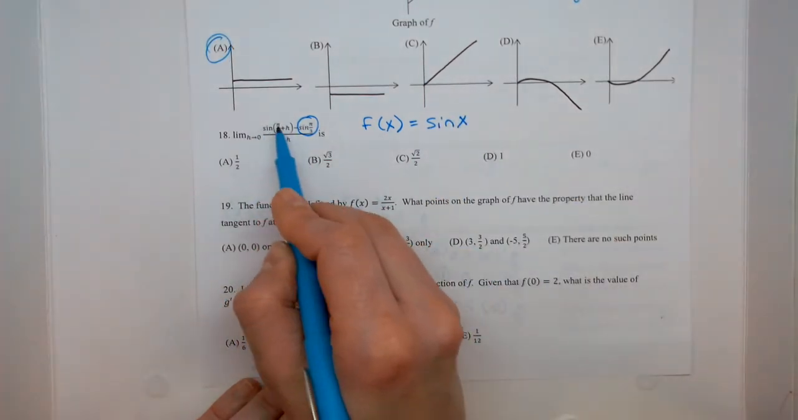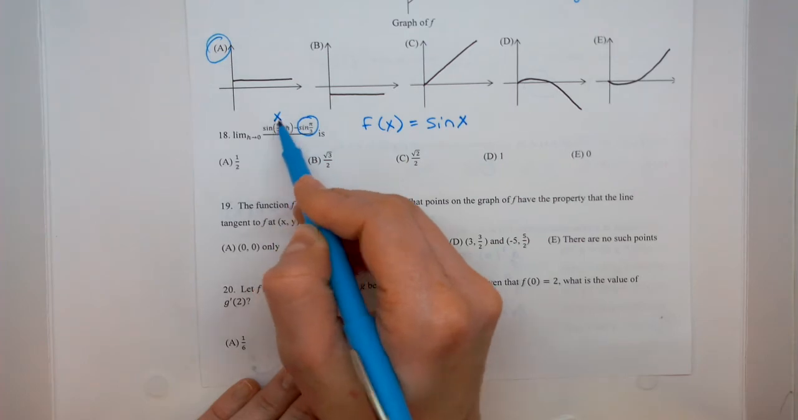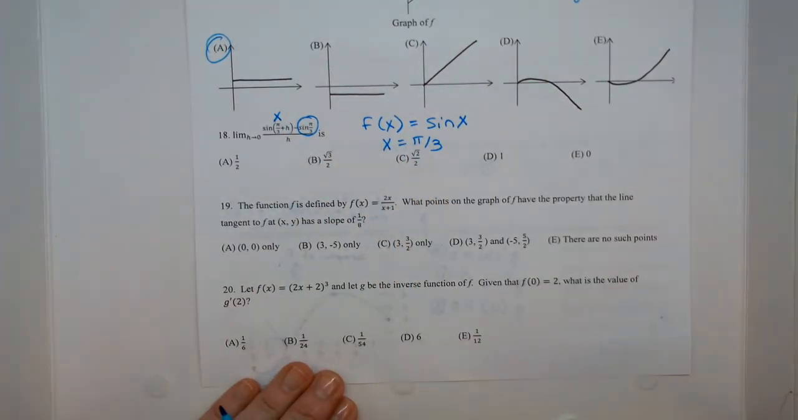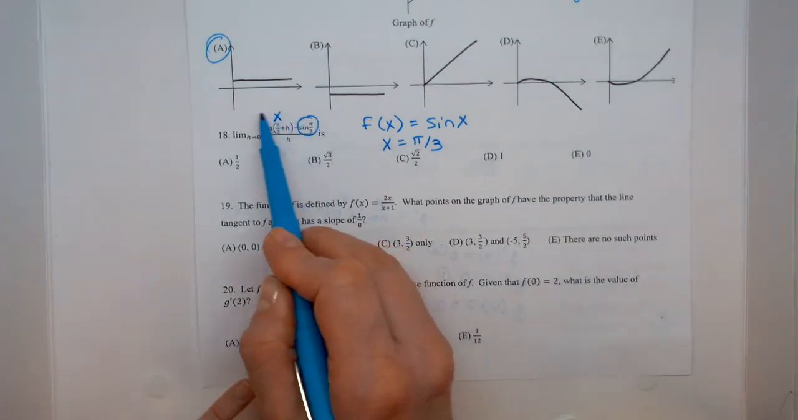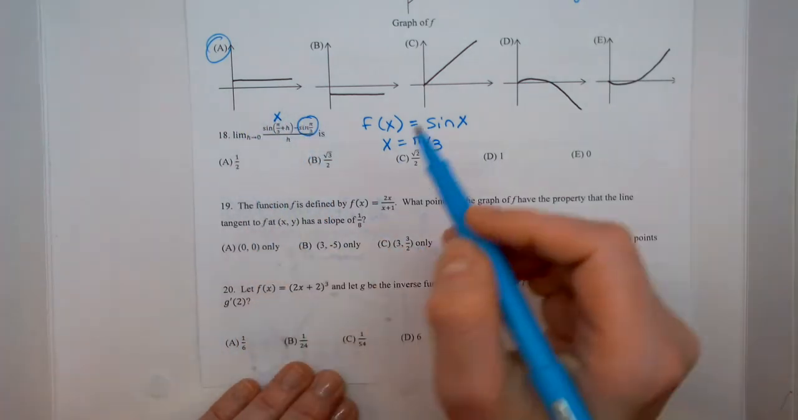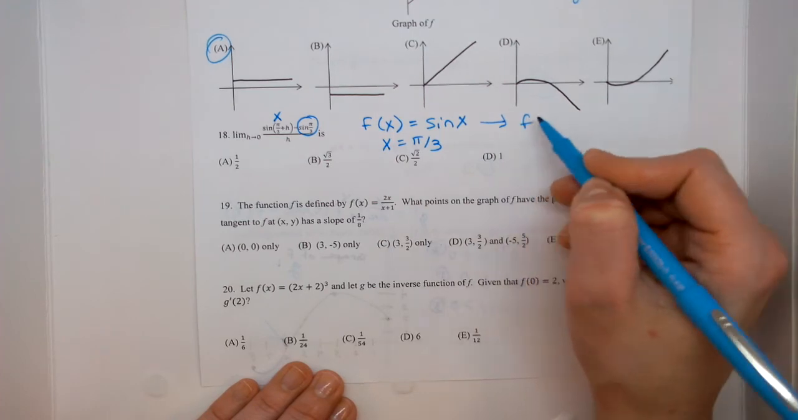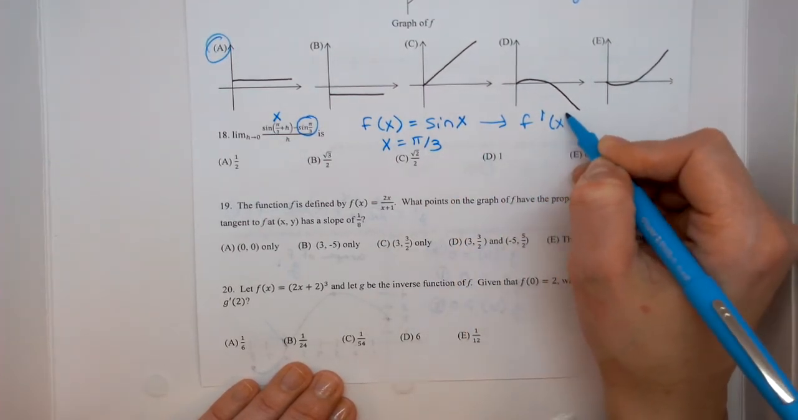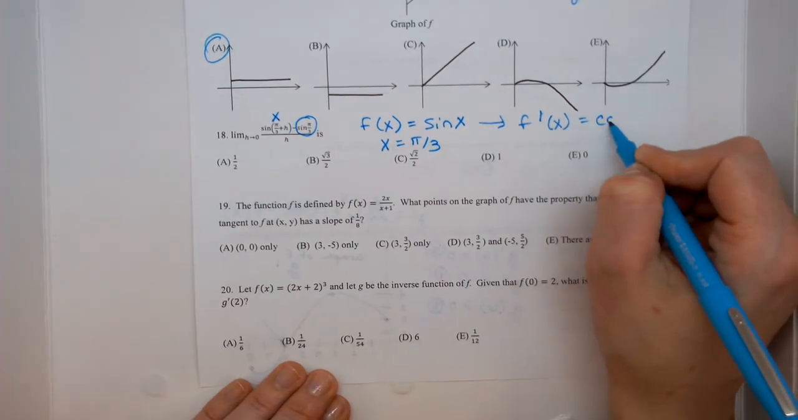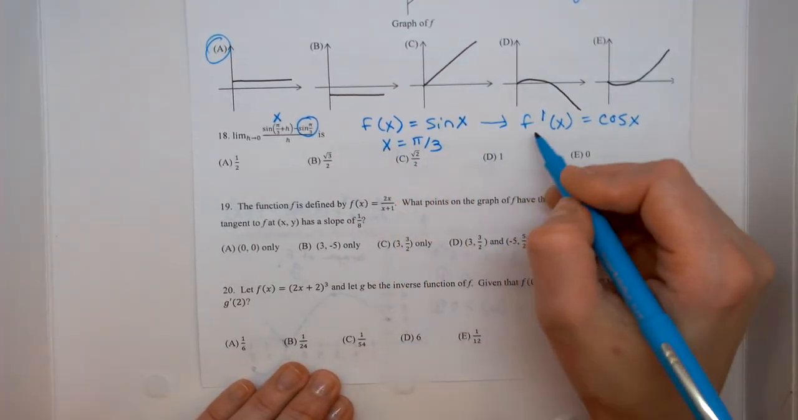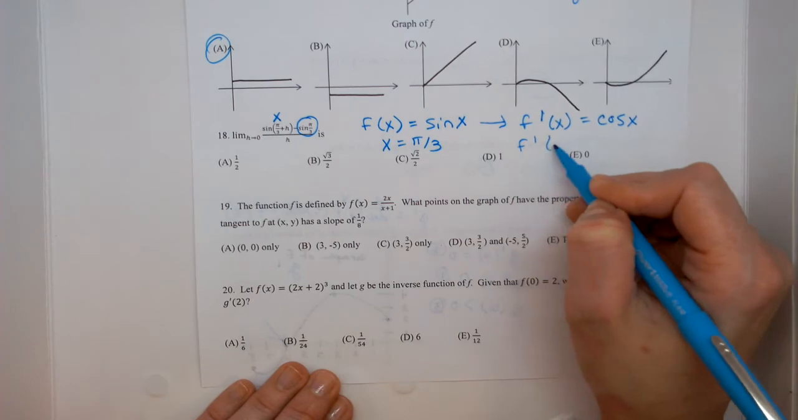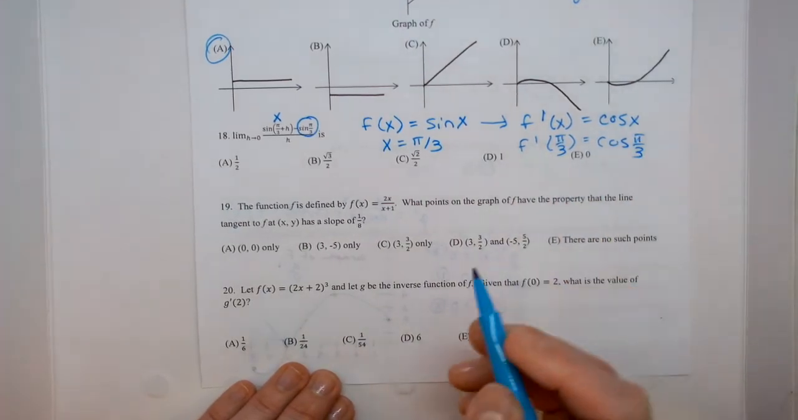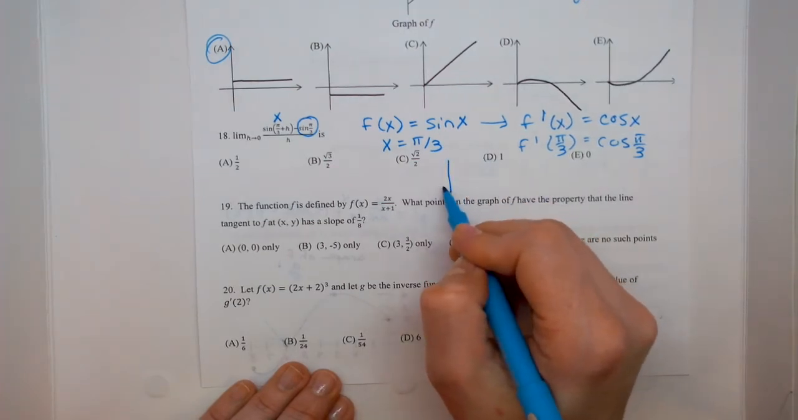Okay, and again, f of x plus h, this is x. So now what we need to do is find the derivative. This means derivative. So let's differentiate sine x and then plug in pi over 3. So the derivative of sine is cosine. If x is pi over 3, then we have f prime of pi over 3, which is cosine pi over 3. Okay, now you have to remember your unit circle a little bit here.